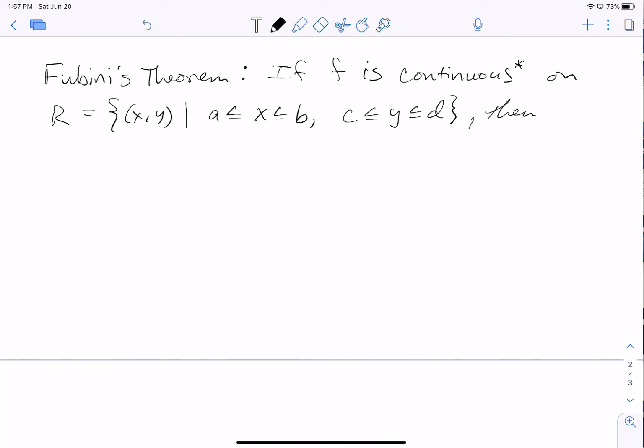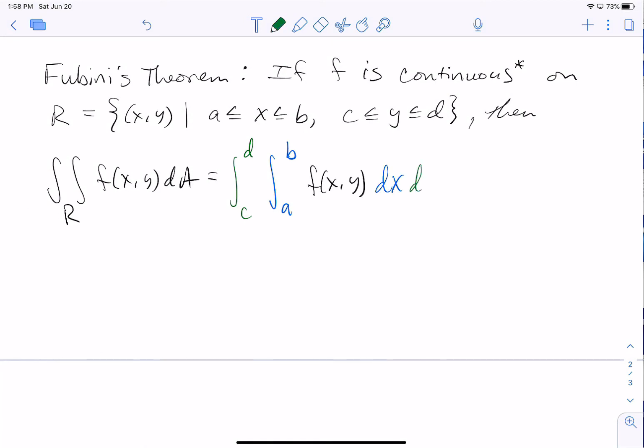Fubini's theorem offers us some flexibility in how we compute iterated integrals. It says if f is continuous (you'll notice there's a star on continuous, I'll come back to that later) on the region R, which is the set of x, y such that x is between a and b inclusive and y is between c and d inclusive, then the iterated integral, or the double integral, over R of f of x y dA is equal to the integral from c to d of the integral from a to b of f of x y dx dy.